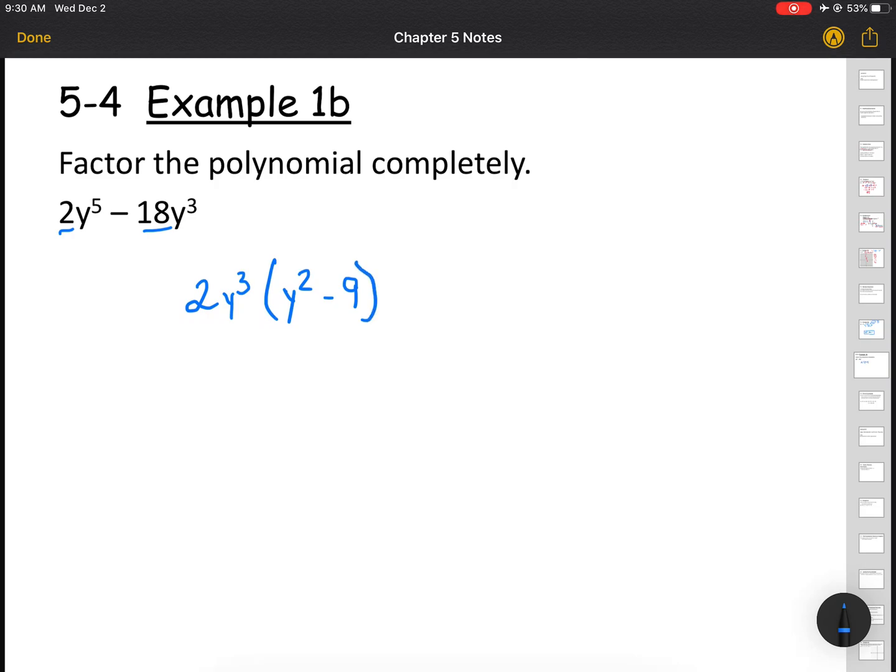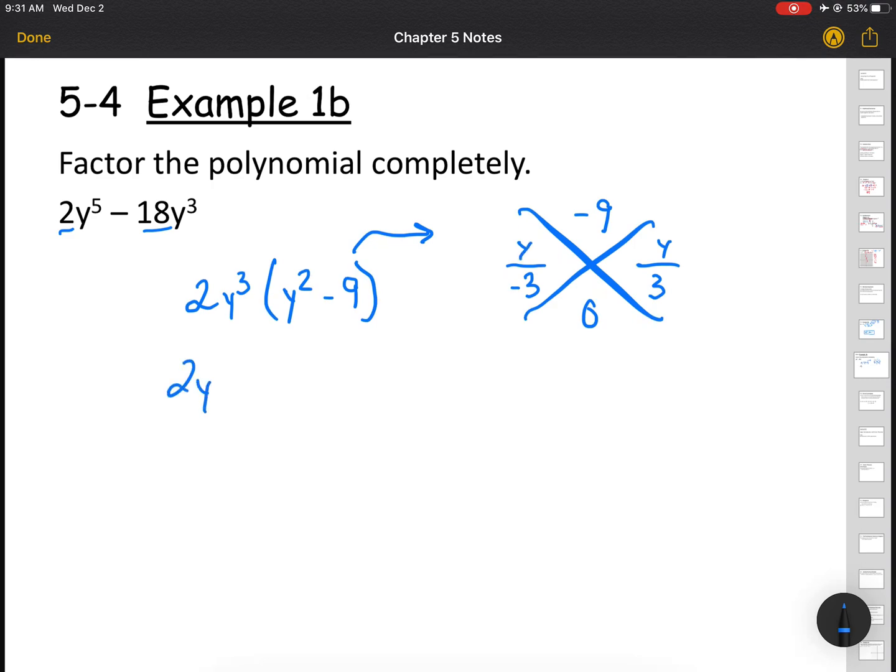Checking to see if the stuff inside the parentheses can factor all the way down, yeah, it can. If I do the x method again, I have negative 9 up top and 0 on the bottom because my b was 0. So negative 3 and positive 3 add to 0 but multiply to negative 9. If I put y on top of those, here are my factors. I'm going to drop down that 2y to the 3rd power, but y squared minus 9 factors all the way down to y minus 3 and y plus 3.